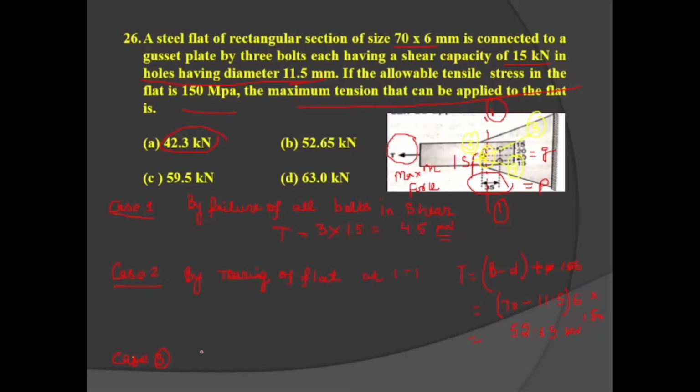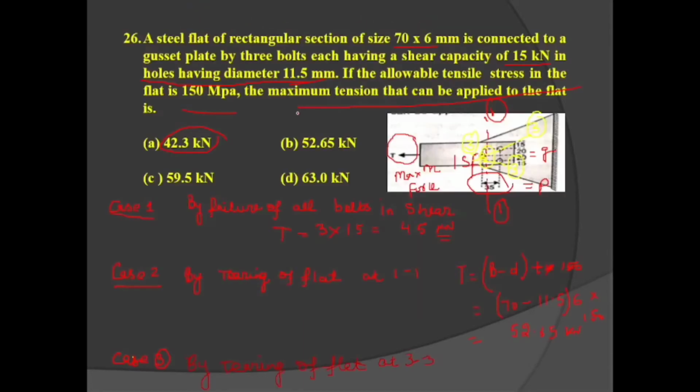So my dear students, by tearing of the flat at section 3.3, we have to apply S square by 4g rule, by tearing of given flat at section 3.3. So we have to apply the S square divided by 4g rule in all the 3 sections. Total 2 rivets may be there, but all 3 rivets have to be deducted from the total width. So let's calculate the value.